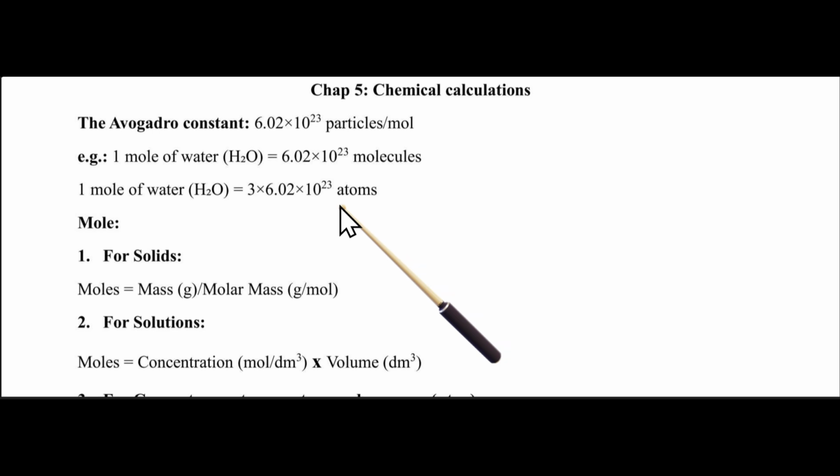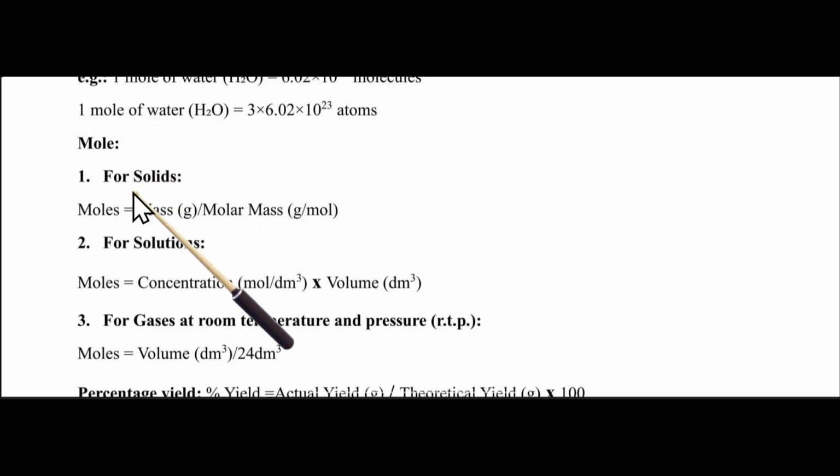So be very careful when the question is asking about the molecule or the atom. If they are asking you about the atom, you have to look at that molecule, how many atoms are present in 1 mole. And the second thing is you have to remember the 3 mole formulas for the calculations, because from chapter 5 at least 2 or 3 questions will come that will be related to mole calculations. And for that you have to remember these three formulas.